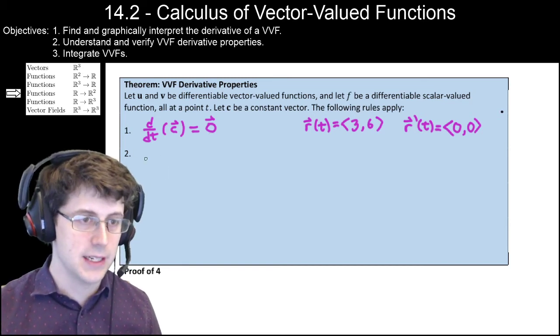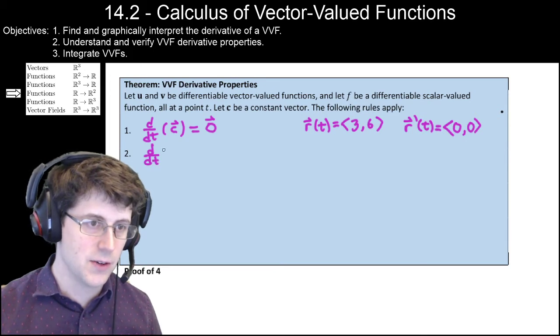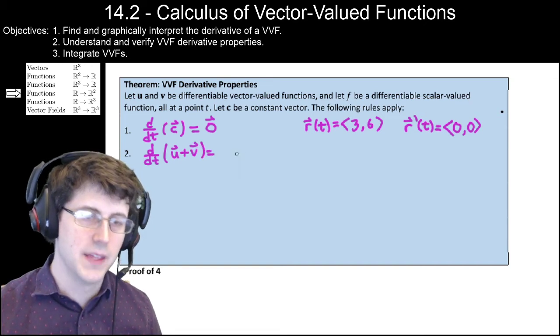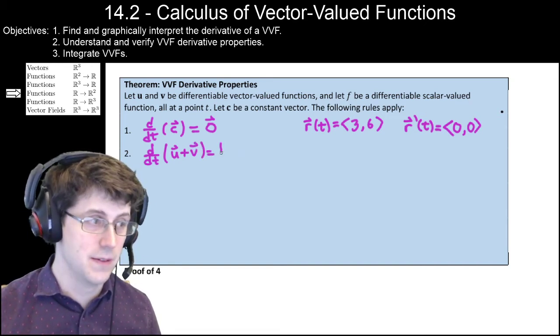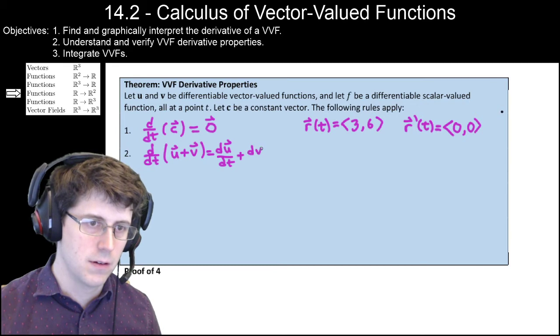So this says if your whole vector is made of constants, then its derivative is a vector made of zeros. Okay, next up is that the derivative respects addition. So if your vector valued function is the sum of 2 vector valued functions, then you can just take the derivative of each one and add the results.